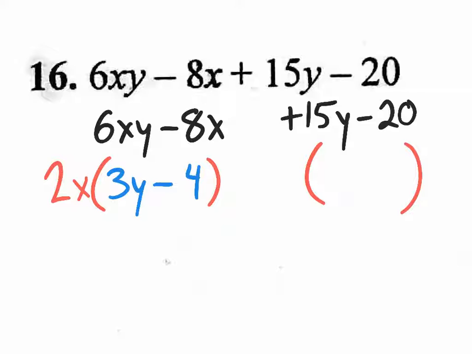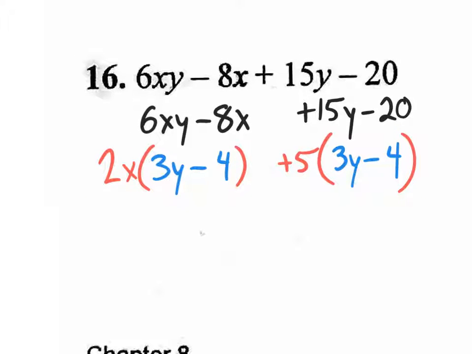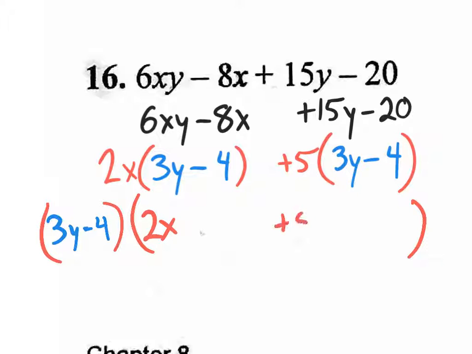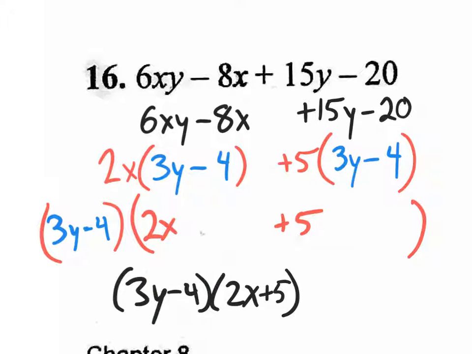Let's look at the second group. What could we pull out of there? A positive 5. What would be left? 3y minus 4 also. And step 3 on factoring by grouping, all you have to do is pull out that common binomial in blue, rewrite that 3y minus 4 out here in the front, of course keep it in parentheses, and what would you have left on the inside of those huge parentheses? There you go. So your final answer is 3y minus 4 times 2x plus 5.